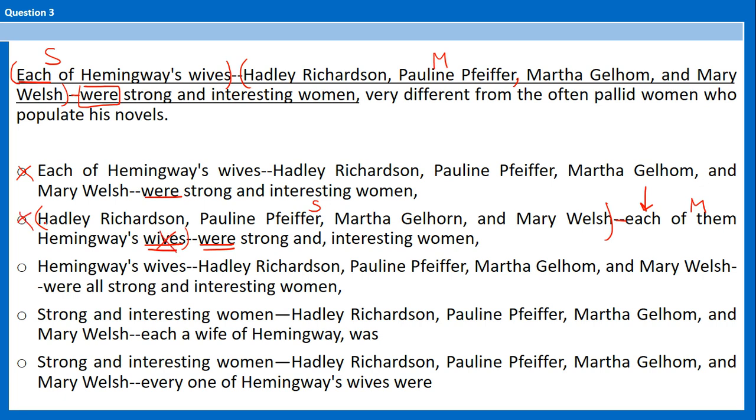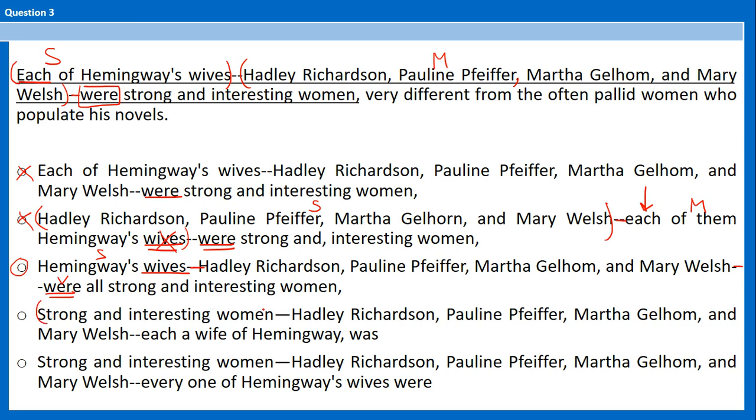Eliminate number 2. In number 3, my subject is wives, Hemingway's wives. We get rid of the modifier between dashes. Where is my verb? The wives were. Okay, so the subject and the verb do agree in number. They were all strong and interesting women is perfect. Let's leave number 3.